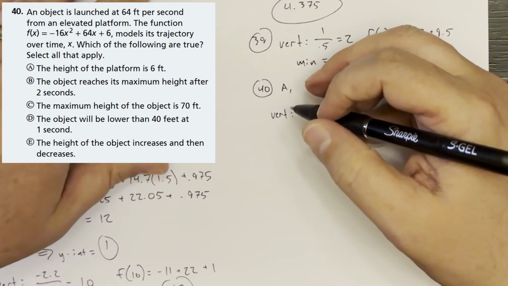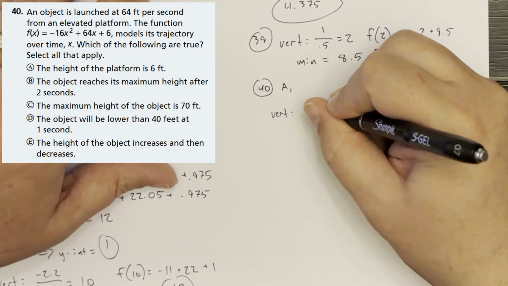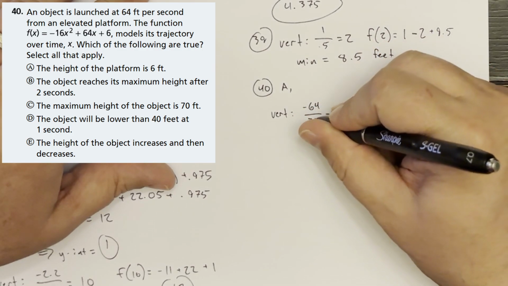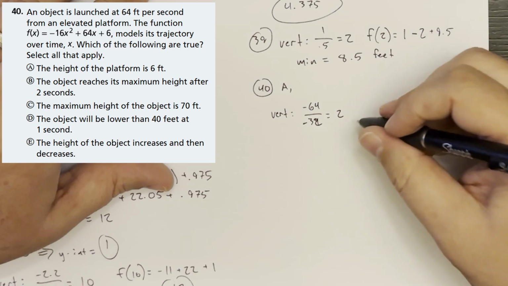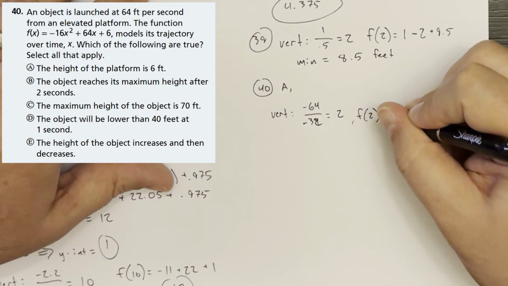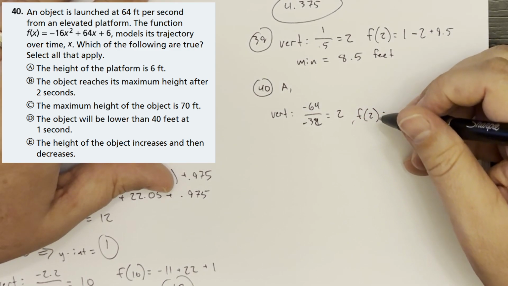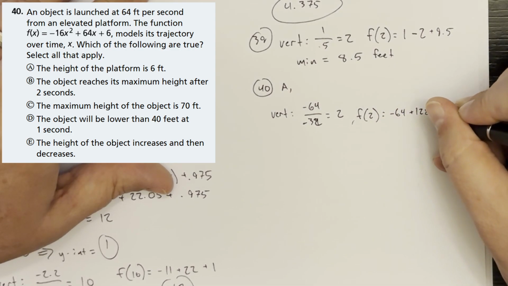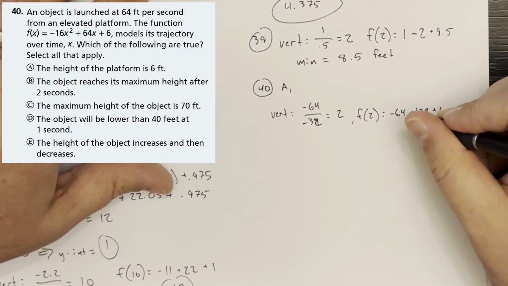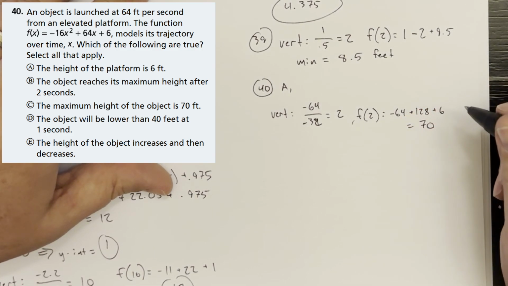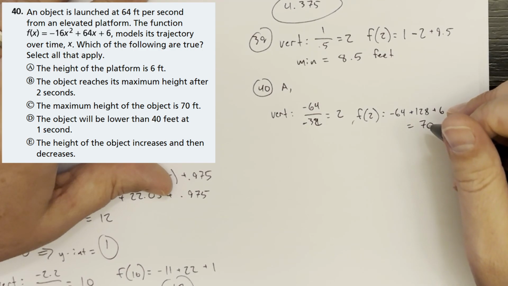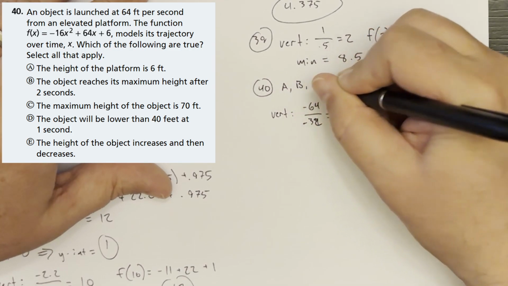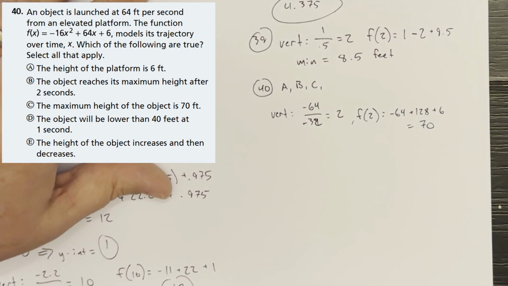So let's find the vertex, negative b over 2a. So negative 64 over 2 times negative 16, which is negative 64 over negative 32, which is 2. So we find the f of 2. 2 squared is 4, so negative 16 times 4 is negative 64. 64 times 2 is 128 plus 6. So we get 70 after a time of 2. So our vertex is 2 comma 70. That's the maximum height, which means both B and C are true.